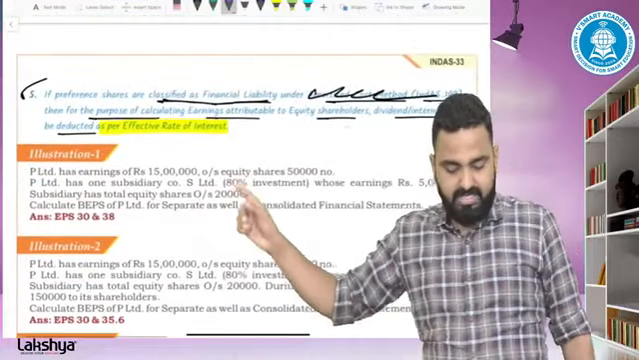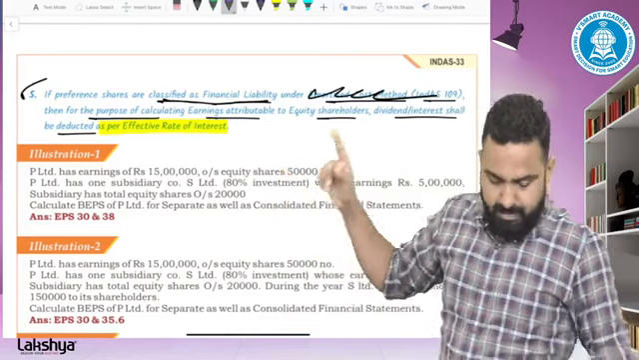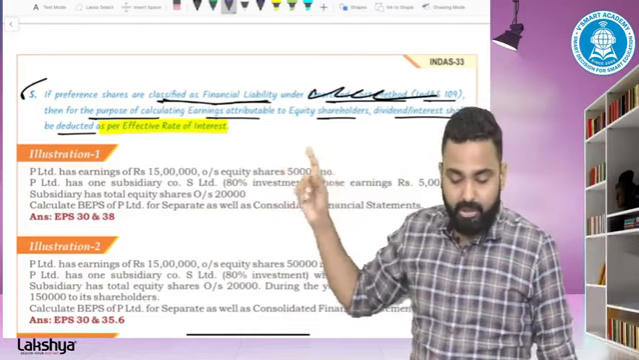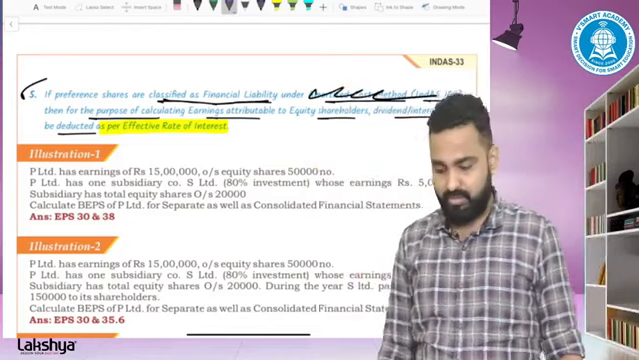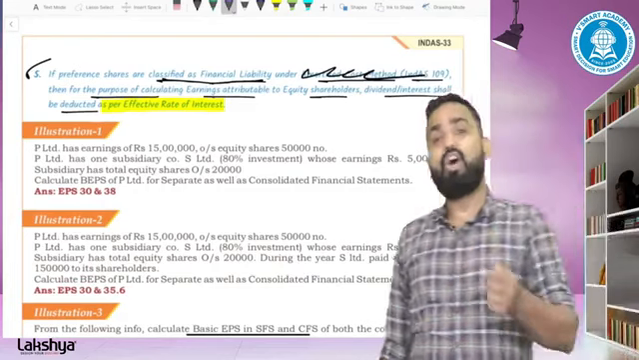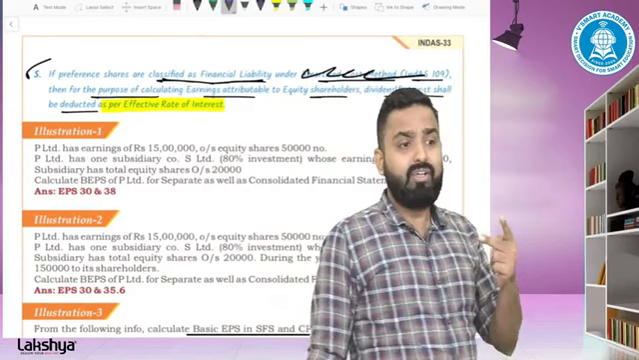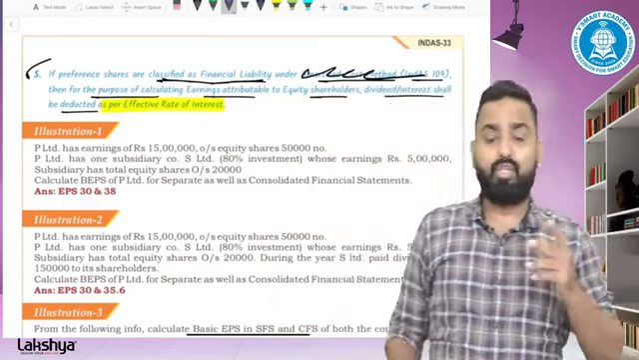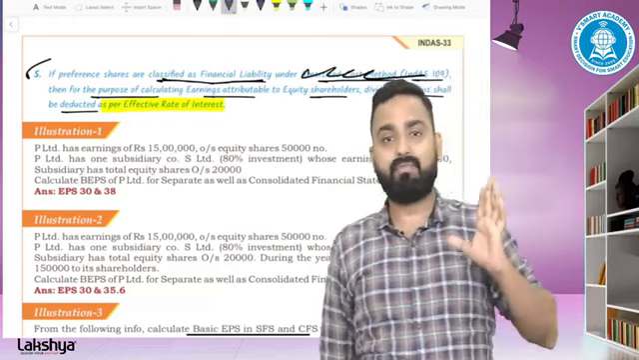So let us read once again. If preference shares are classified as financial liability, then for the purpose of calculating earnings attributable to equity shareholders, dividend or interest shall be deducted as per the effective rate of interest. Acha, sir, do we need to deduct it two times? No. You need to deduct the amount only once.